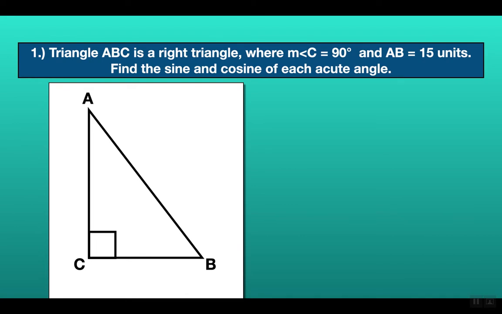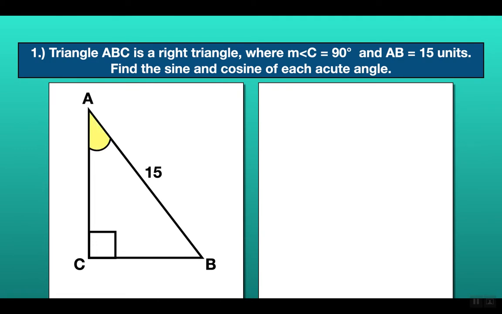Next in our question, it says that side AB equals 15 units. So find side AB, it's the hypotenuse, and let's label it 15. Now it says find the sine and the cosine of each acute angle. In case you forgot, an acute angle is an angle that's less than 90 degrees. There's two acute angles in this triangle, angle A and angle B. So we got to find sine and cosine of angle A and sine and cosine of angle B. So let's first do the sine and the cosine of angle A.